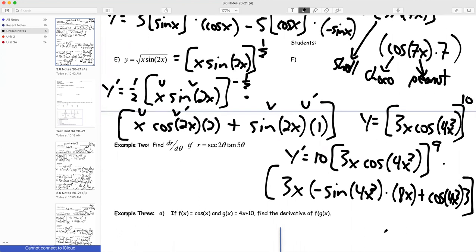Well, here it says find dr d theta if r is equal to secant of 2 theta tangent of 5 theta. So I have two terms. Again, they are multiplied together. I'm going to use my good friend the product rule to find dr d theta. So I have the first term, secant of 2 theta, times the derivative of tangent of 5 theta. And what is the derivative of the tangent of 5 theta?